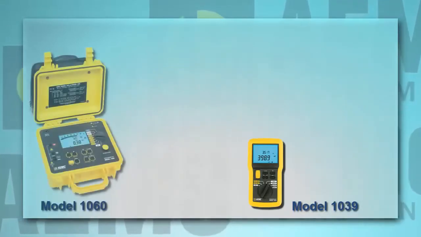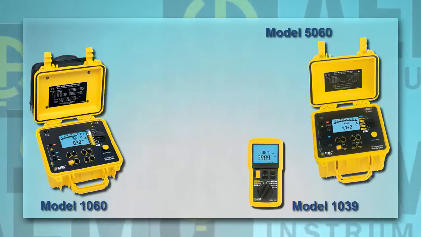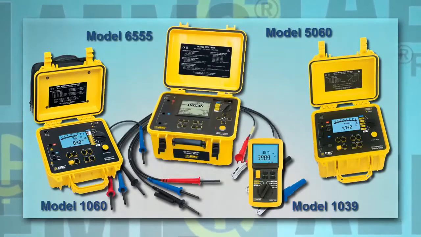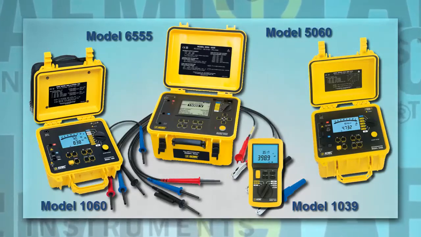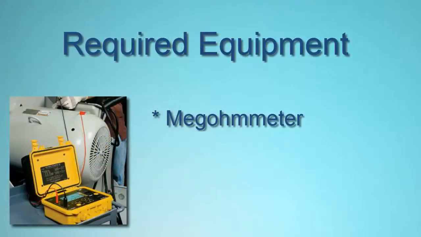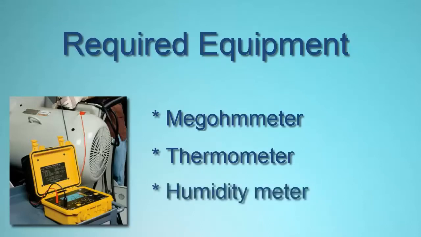AEMC Instruments offers a complete line of megohmmeters designed for insulation testing, ranging from 100-volt handheld instruments to heavy-duty models providing test voltages up to 15,000 volts. And with some models, you can download and analyze the results on a computer running AEMC's DataView software. You will also need a thermometer or similar temperature measuring instrument. And if the equipment temperature is below the dew point, a humidity measuring instrument will also be necessary, especially when performing a spot test.